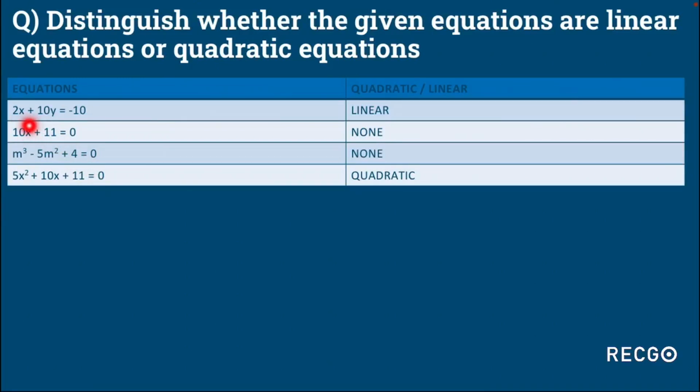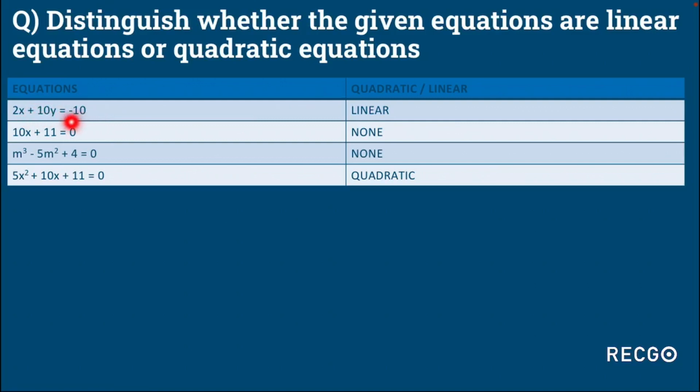So over here we are having 2x plus 10y, which is equals to minus 10. So over here we are having two different variables, x and y. As soon as we see that this is having x and this is having y, we can easily say that this is not a quadratic equation, because we want that one variable should be there in the quadratic equation throughout. So this is not a quadratic equation.